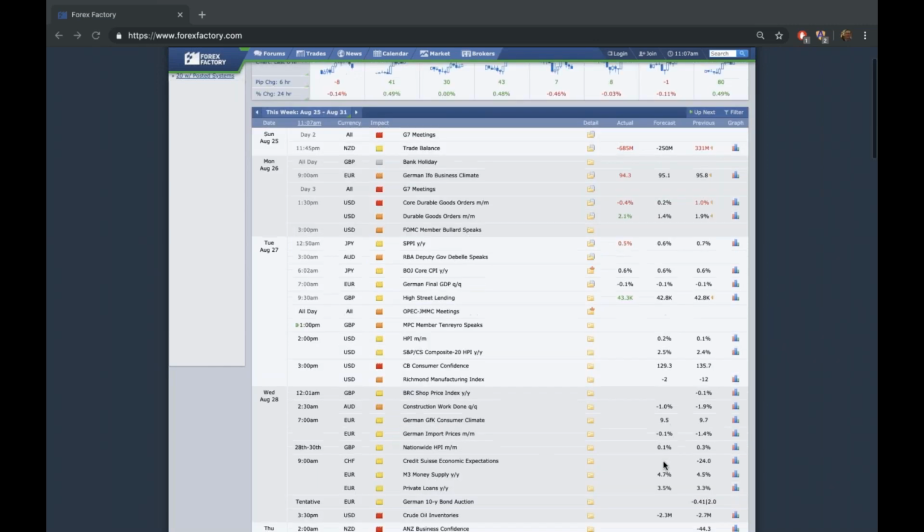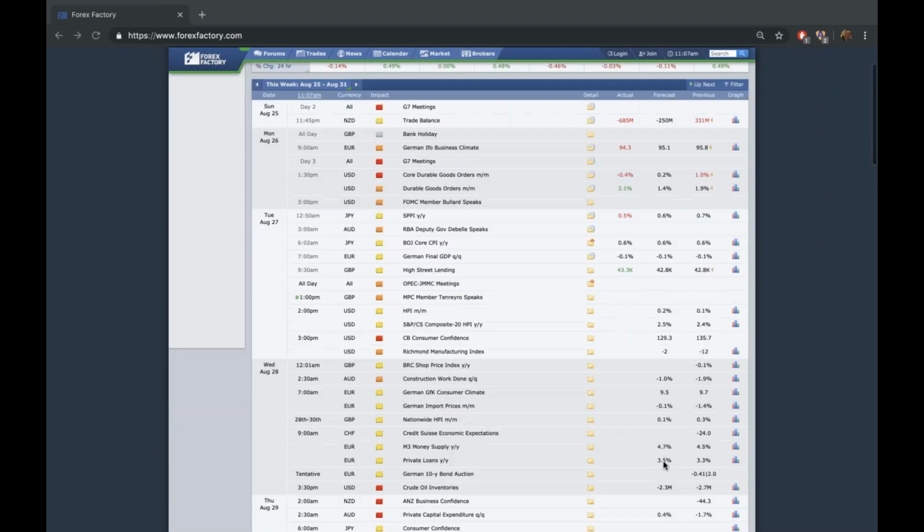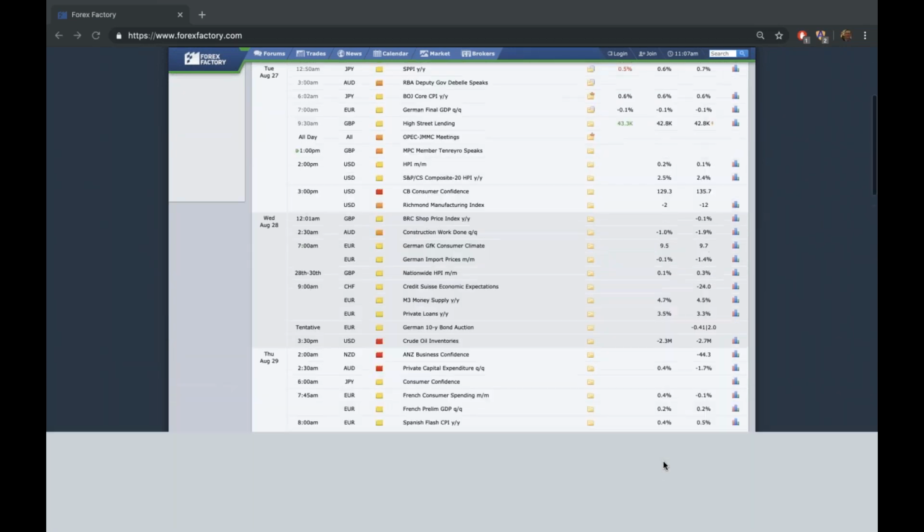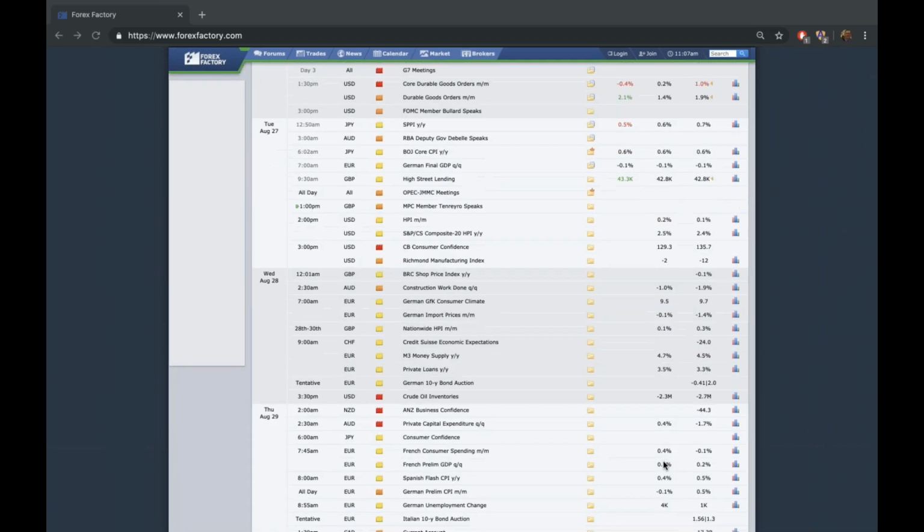So, for example, let's say we had New Zealand business confidence. Let's say for the sake of argument, it was due to come in very low, minus 39. Okay, we know that's bad for the New Zealand dollar, all right? And we've got the Australian dollar private capital expenditure that's due to come in at 0.4%.